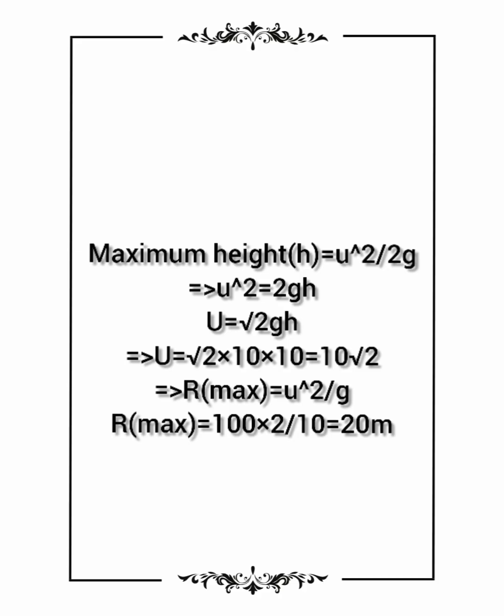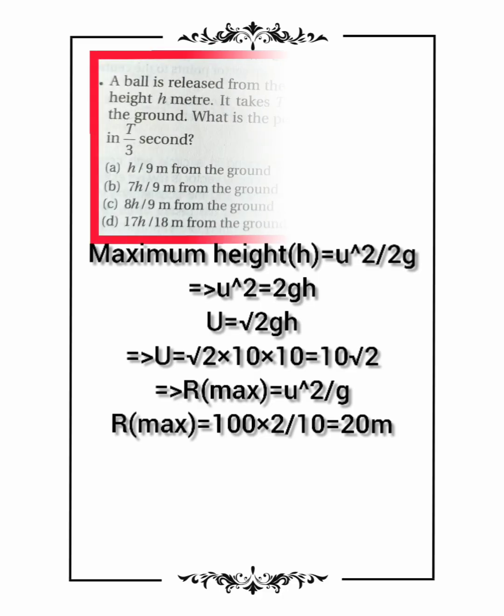Maximum horizontal distance or range is equal to u square by g. Therefore, maximum horizontal distance R max is equal to 100 into 2 by 10, that is equal to 20 meters.